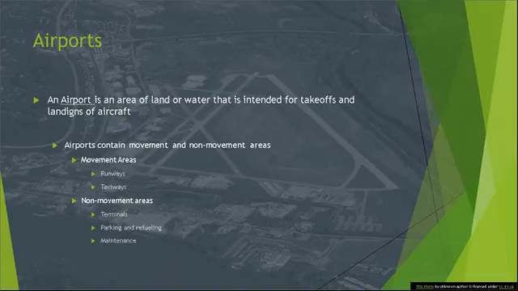An airport is an area of land or water that is intended for takeoffs and landings of aircraft. Airports contain movement areas and non-movement areas. Some examples of movement areas are runways and taxiways, and they require clearance from air traffic control before aircraft may proceed on them. Non-movement areas are terminals, parking and refueling, as well as maintenance.